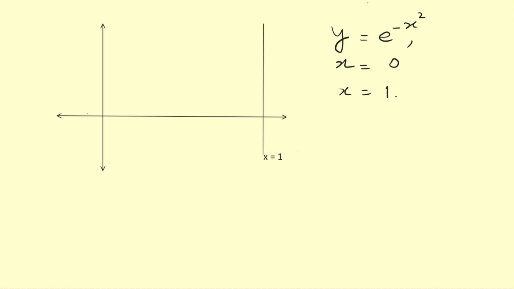We need to draw y is equal to e to the power minus x square, for which we need to do a bit of calculation. y is equal to e to the power minus x square. When x is 0, we find that the value of y is 1. When x is equal to 1, we find that the value of y is e to the power minus 1 or 1 by e. These two values are known to us.